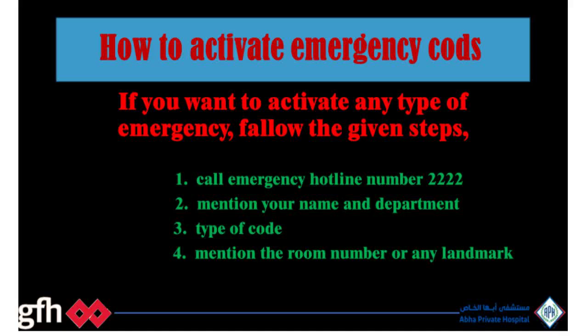How to activate emergency codes? If you want to activate any type of emergency, follow the given steps. 1. Call emergency hotline number 2222. 2. Mention your name and department. 3. Type of code. 4. Mention the room number or any landmark.